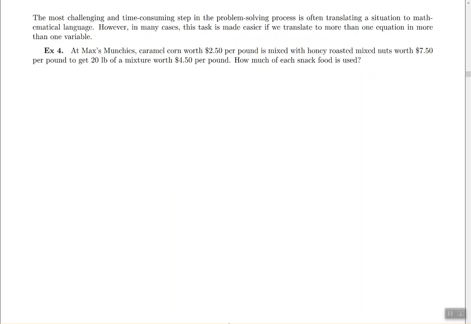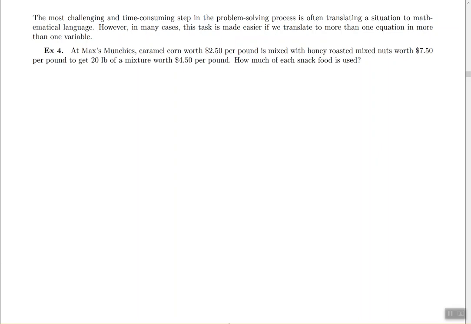So these systems of linear equations can be used to solve a variety of problems, and we can use them in economics to solve problems involving supply and demand. We're going to do that on the next page, and we can use them to solve problems where there's more than one variable, such as this problem over here, where we're dealing with a mixture of caramel corn with honey roasted nuts. So in these problems, it's helpful to make a diagram.